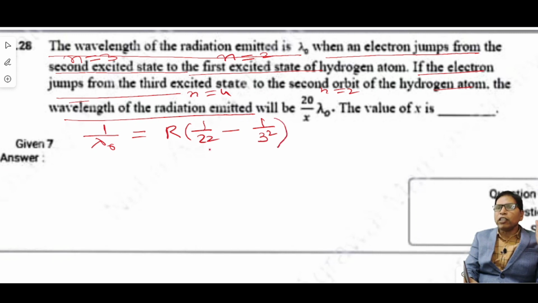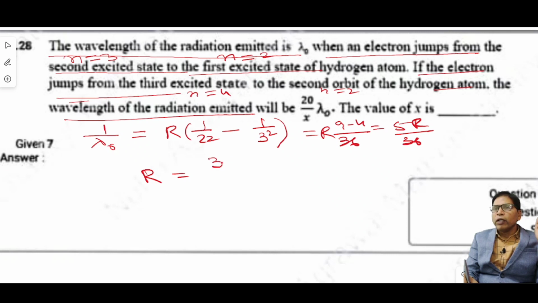Now, look at this. This is the 4 and this is the 9. So, R into (1/36)(9 − 4) equals 5R/36. Therefore, R equals 36/5 λ₀. This is the relation.